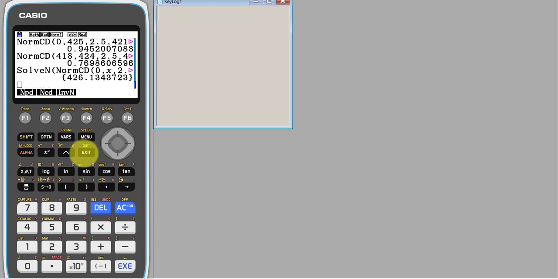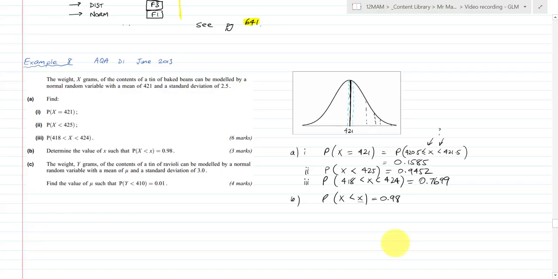and it tells me that 426.134 will do. So x has to equal 426.134. 98% of the data should be below 426.134.